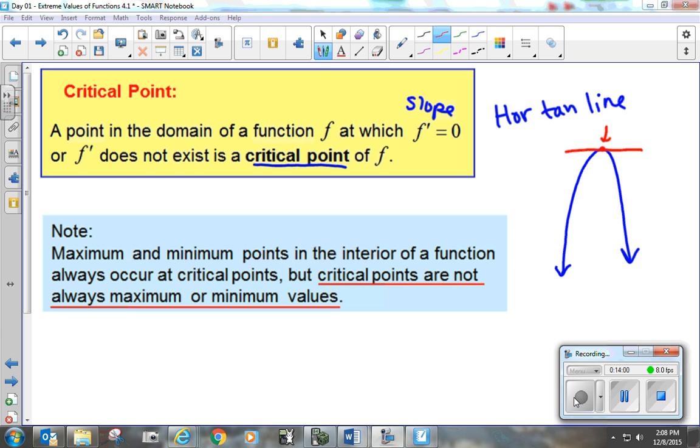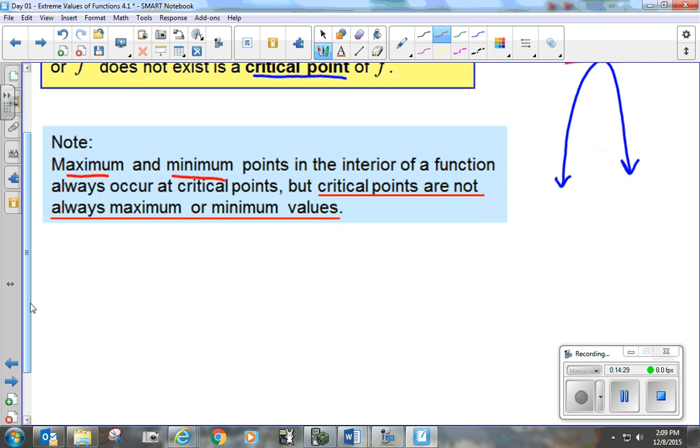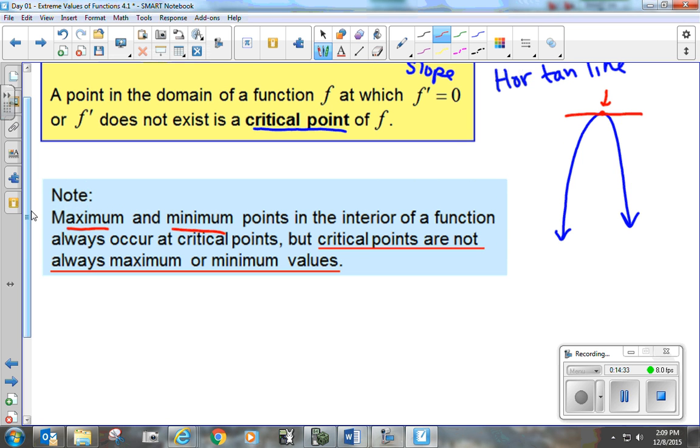And the maximum and minimum points in the interior, not the endpoints, but in the interior of a function always occur at critical points. But critical points are not always the maximum or minimum. Weird. So, my max and min are always critical points. So if this is a max, let me do this.